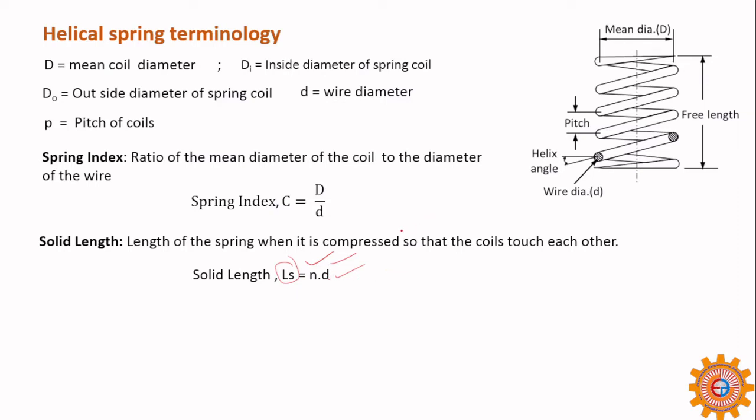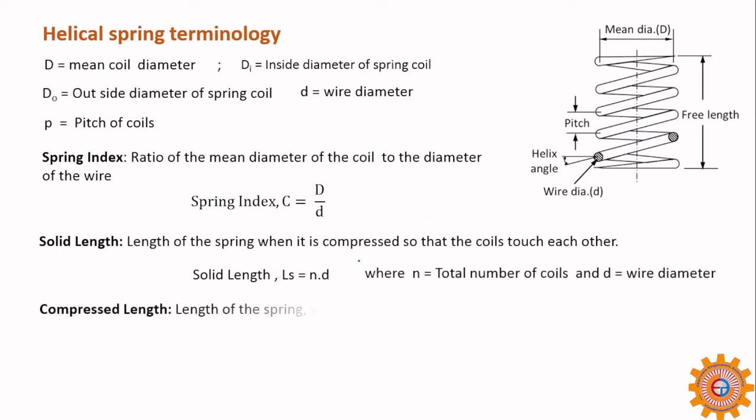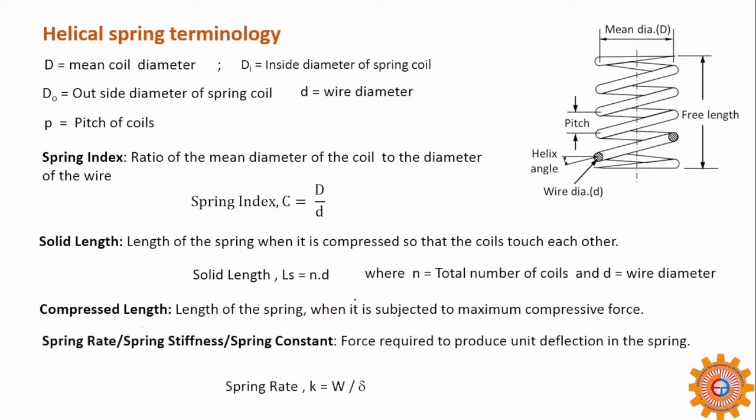d is the wire diameter. Next one is compressed length. If we apply some maximum compressive force, that is, the spring is subjected to maximum compressive force, that length we call the compressed length.